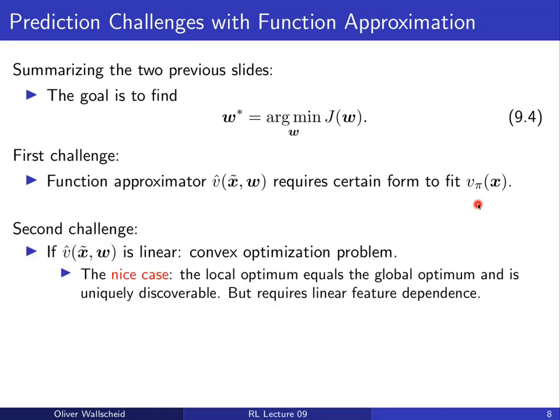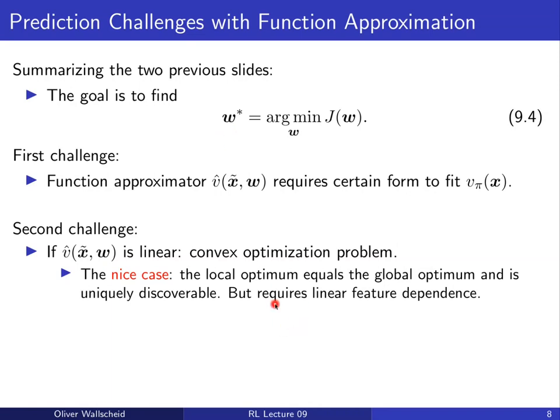Second challenge: even if I can assume that v-hat is nearly perfectly fitting v pi, then we have an optimization problem to solve here. And here we can, on a general level, distinguish two types of approaches. The first approach: we assume that our approximation model, which is our engineering choice, could be linear, a linear estimator. Then, because our cost function is a quadratic cost function, we will get a quadratic or convex optimization problem. And this is what I call the nice case, because then we have a local optimum which is also our global optimum in terms of w, because we are searching for w. And with 100% certainty, we are able to uniquely discover that w star.